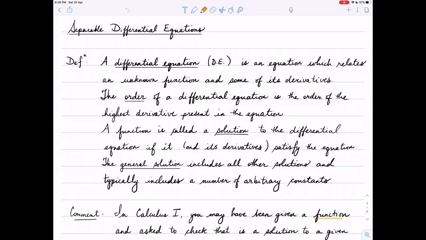Hello and welcome to the lesson on separable differential equations. So we have talked about differential equations a little bit in the course, but let's do a recap of some of the terminology.